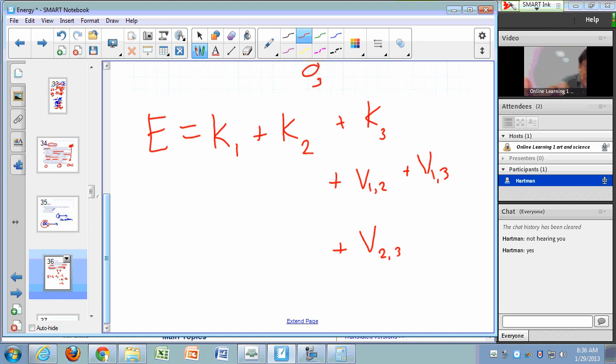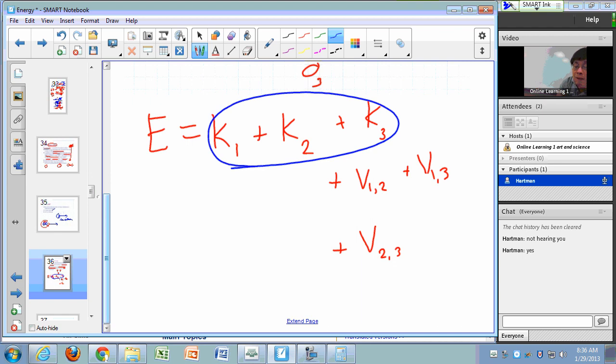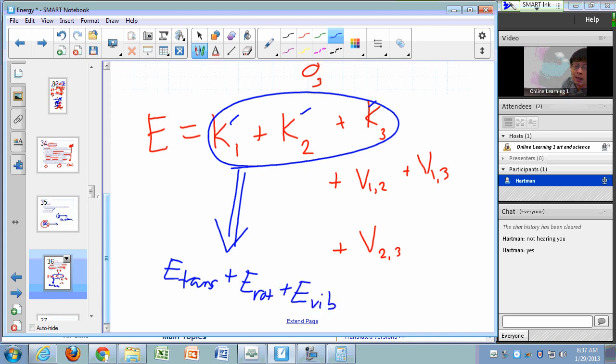Now, if your particles happen to be bound, as in a molecule, it's convenient, instead of thinking of separate kinetic translational energies for each of the three atoms, to replace that with just the translational energy of the entire molecule, plus the rotational energy, plus the vibrational energy. So when dealing with molecules, this sum of kinetic energies is usually written as translational energy plus rotational energy plus vibrational energy, if we're dealing with particles that are stuck together like atoms in a molecule. Okay?